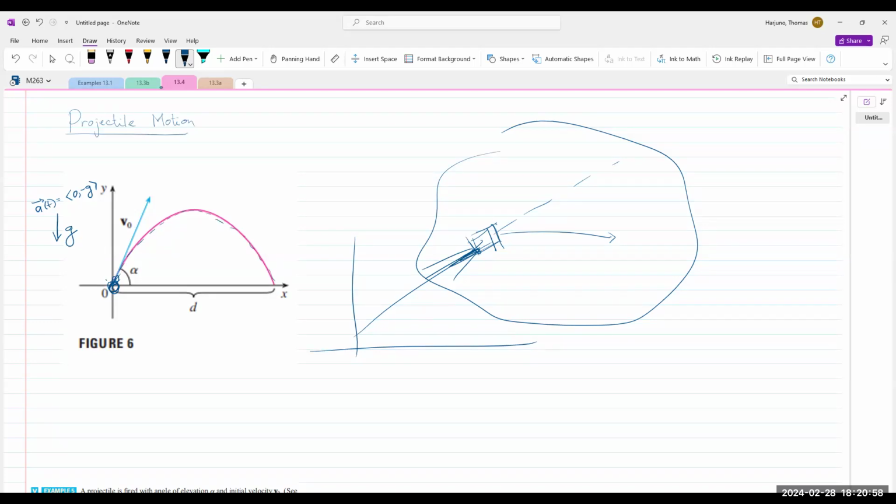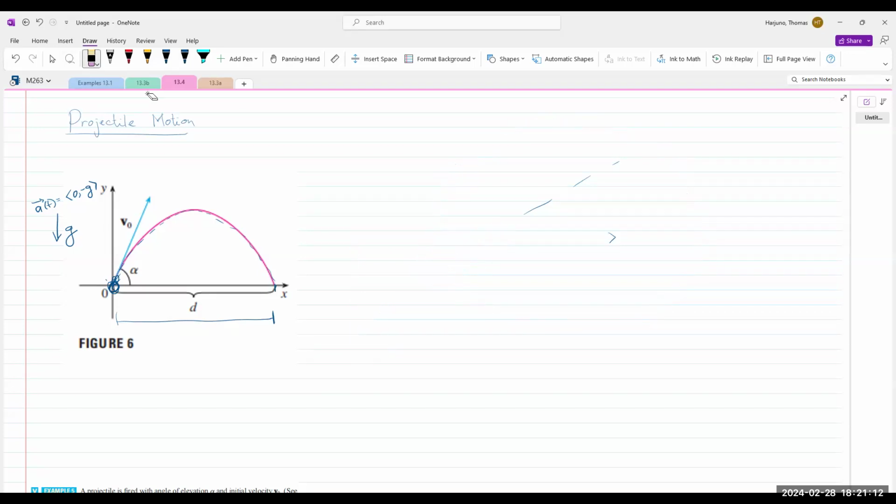Then one of the big questions is, what is the range? How far will the stone actually land from the original point that we throw it? Okay, there are many questions though. The question that we have in our textbook for now is, what is the range? And for example, what is the angle to maximize the range?